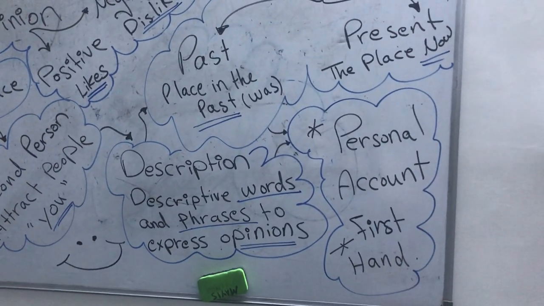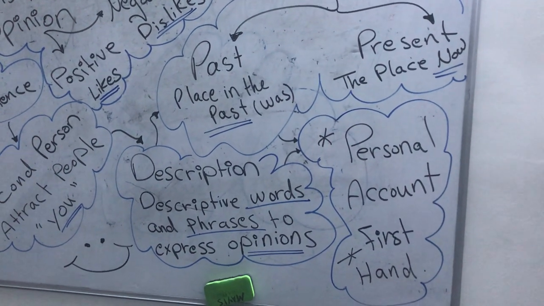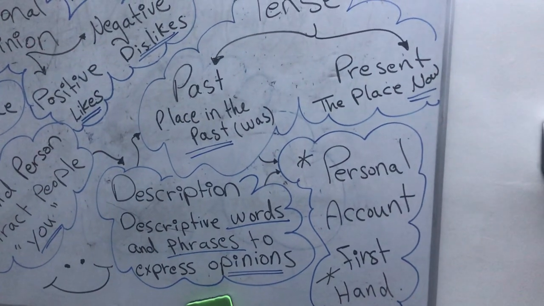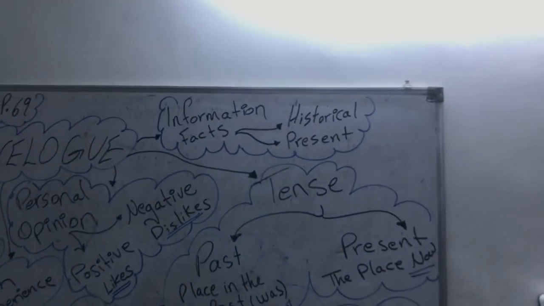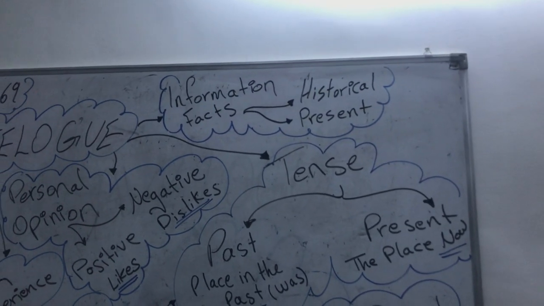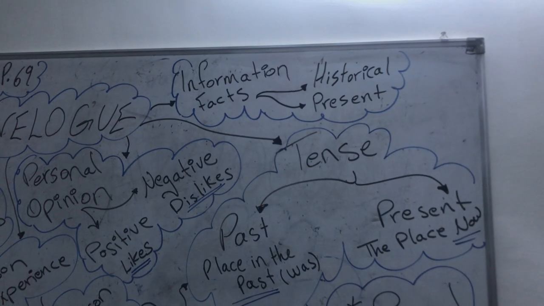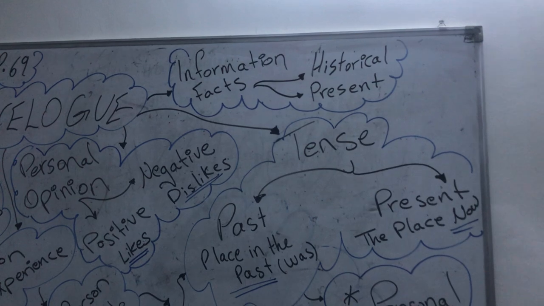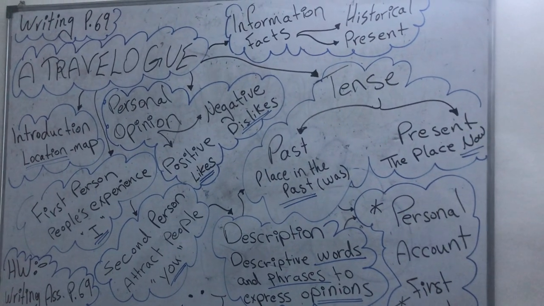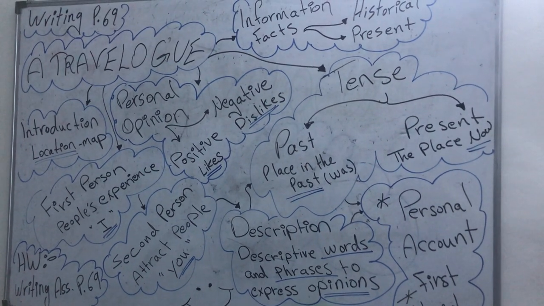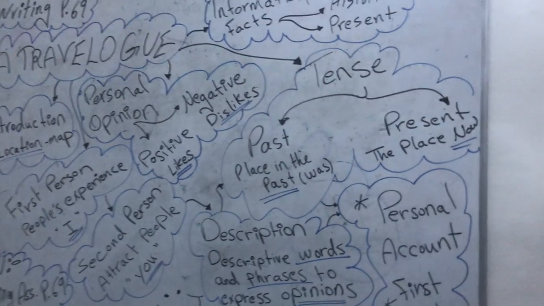And here I should use descriptive language, so descriptive words and phrases to express opinions. So now I should be using a lot of adjectives in order to explain my travelogue. Here we also have the information that I will be including in my travelogue, and this information could be historical, so from the past, or in the present time. So here on the board are the steps or the points that I should take into consideration in order to write my travelogue. So please copy these in your notebooks and use them while writing your travelogue.